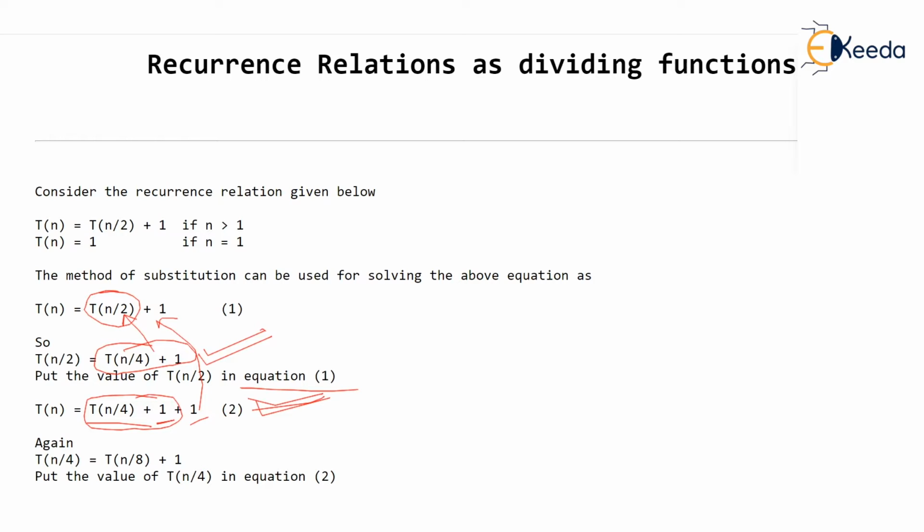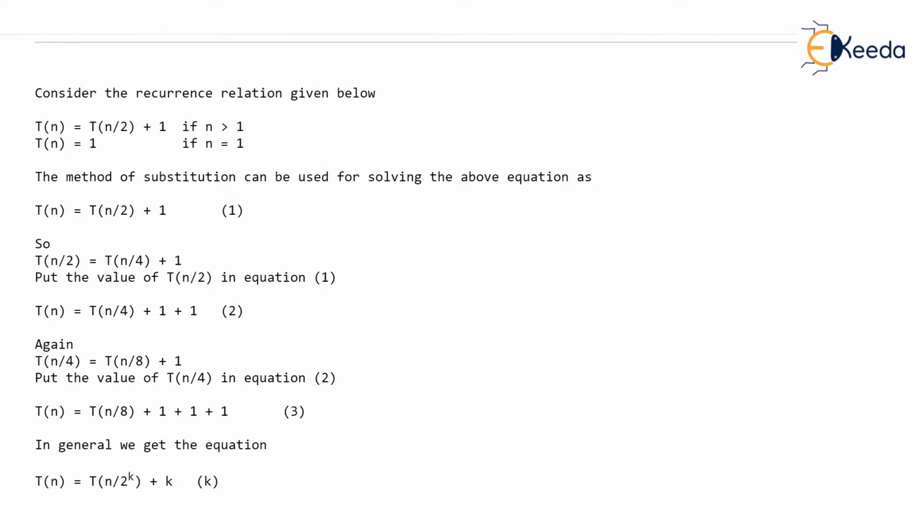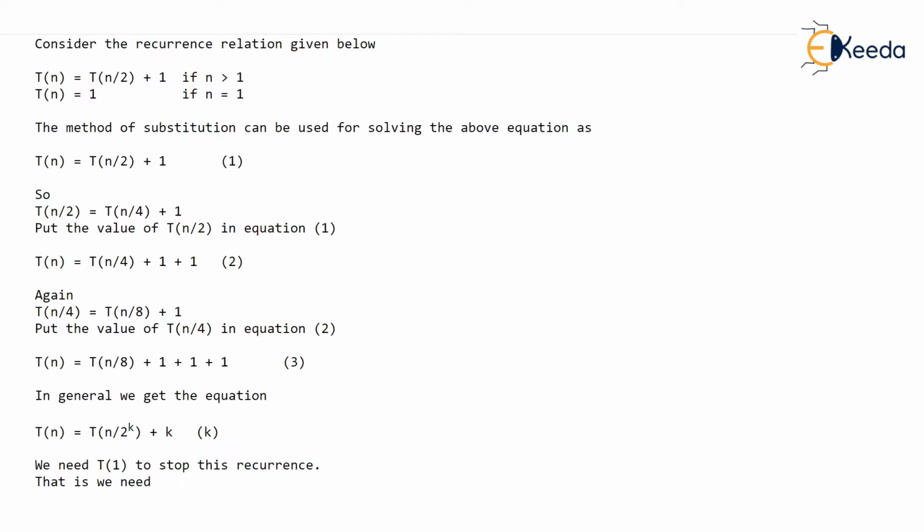Okay, so again, what is Tn by 4? Now I hope you have understood enough. Yes, that Tn by 4 in this equation, equation 2, is going to be nothing but Tn by 8 plus 1, isn't it so? Because in our equation, Tn is equal to Tn by 2 plus 1. This is our equation, isn't it? N by 2 plus 1.